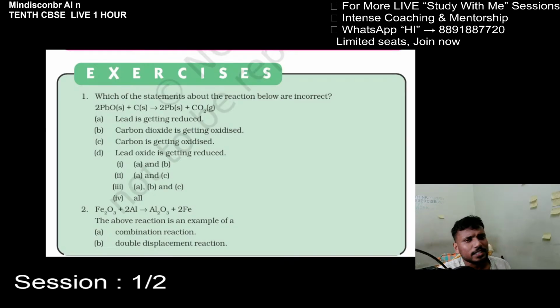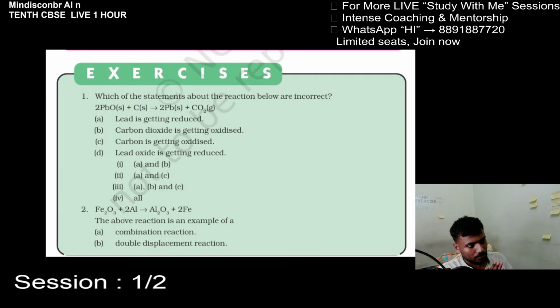We have studied this reaction yesterday. We said, what is oxidation? Addition of oxygen is oxidation and removal of oxygen is reduction. And in terms of hydrogen, what is oxidation? Removal of hydrogen is oxidation and addition of hydrogen is reduction.